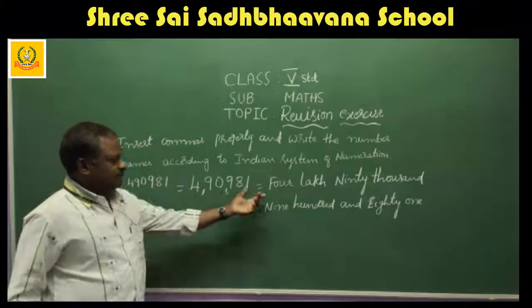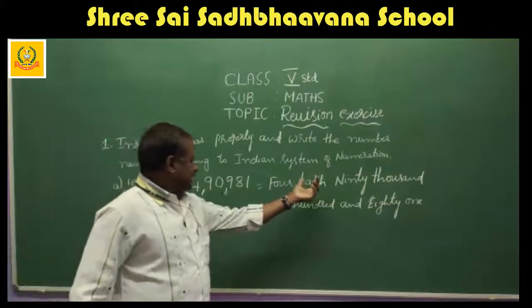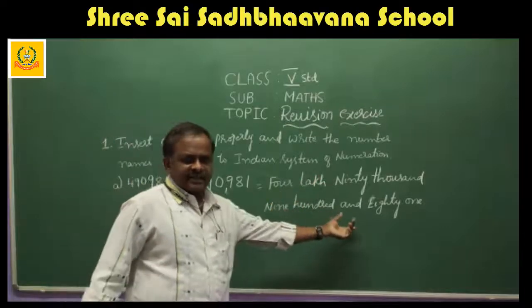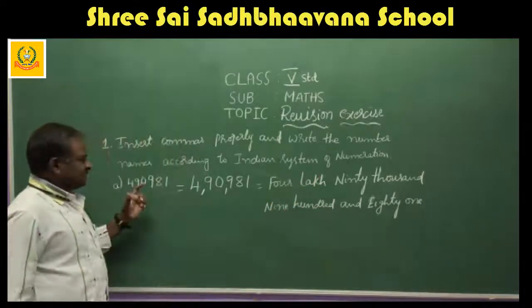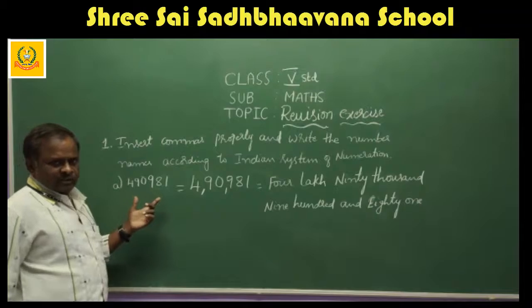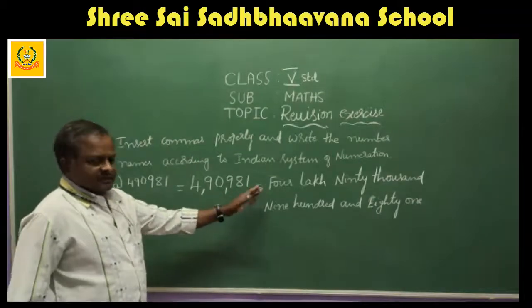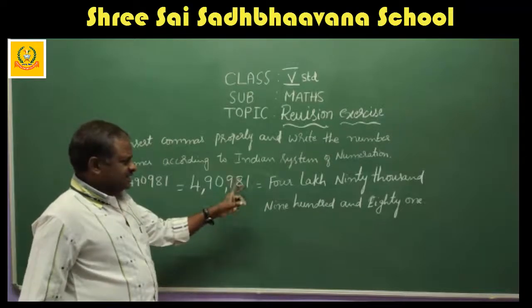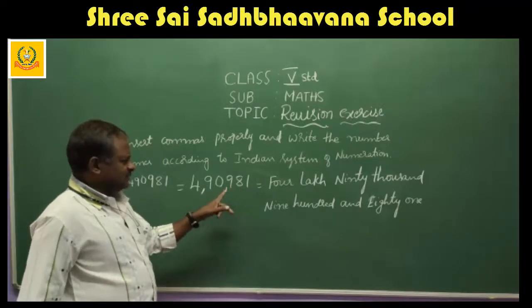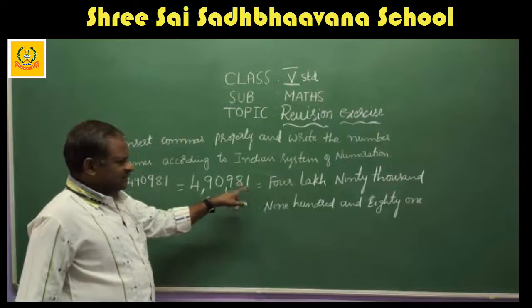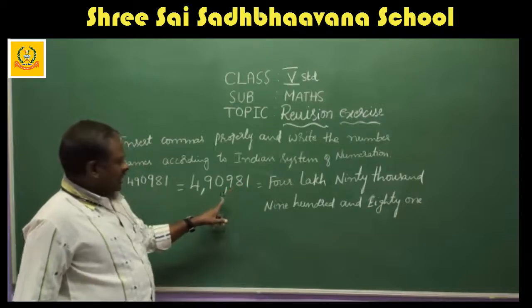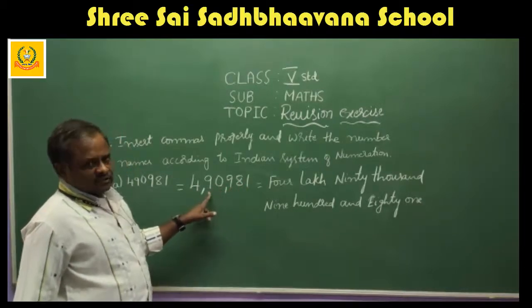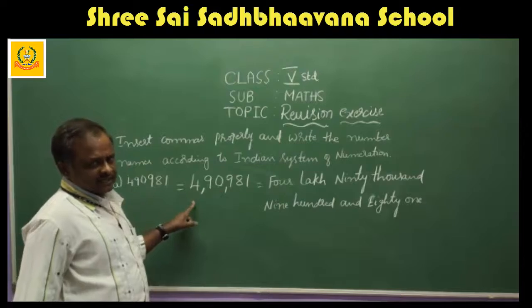So this is the number name, 4,90,981. How do you insert the commas? First, from the right side, start counting the digits: 1, 2, 3. At the third place you put a comma, that is units, tens, hundreds. After the thousands, ten thousands, next comes the lakh.